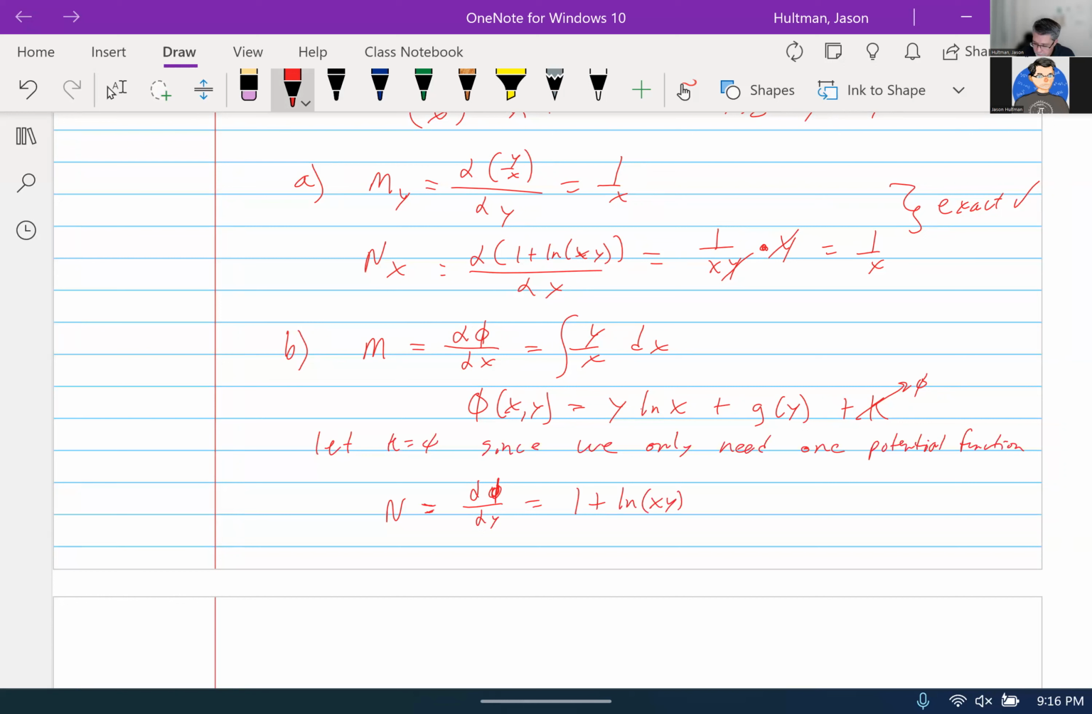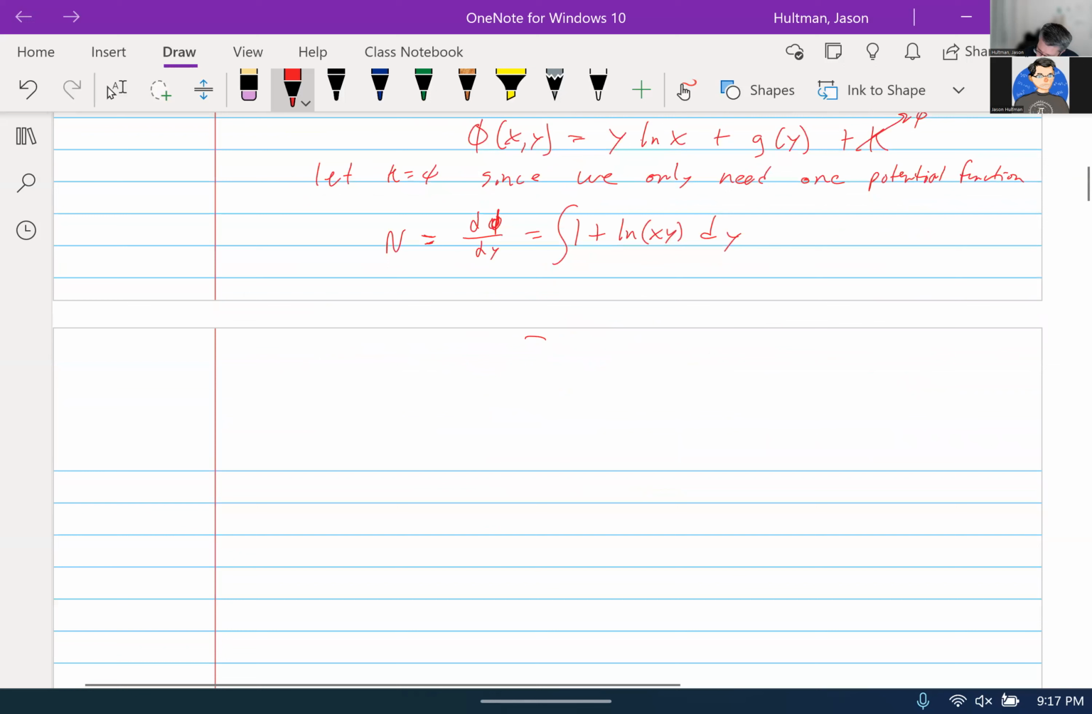Okay, so we're going to integrate this with respect to y, leaving x as a constant here. What I'm going to do is break up this natural log of xy. That's going to become the integral of 1 plus natural log of x plus natural log of y dy.